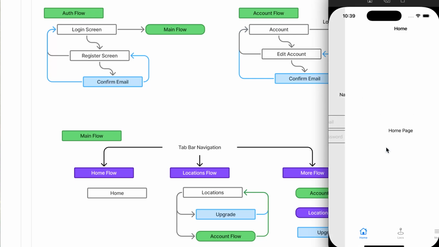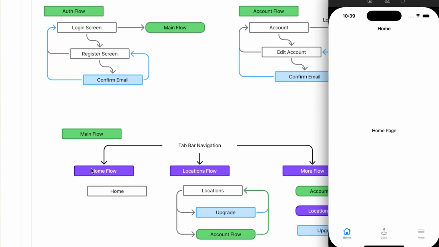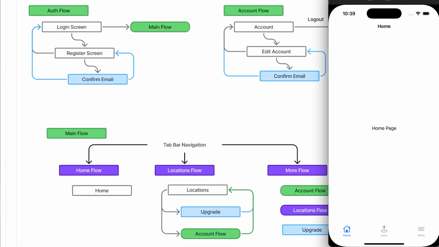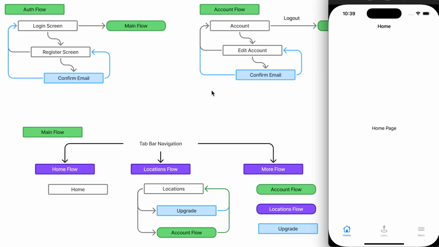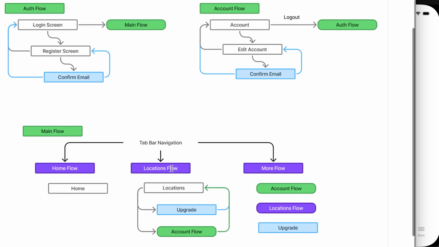So then from here, obviously, we can hit submit to go to the main flow, and that main flow is the home flow. Main flow includes this tab bar navigation right here. Let me move this a little bit over so you can see it better. So this tab bar, we have the home flow right here, locations flow right here, and the more flow right here. What you'll notice in the code is that each one of these little blue boxes actually represents a coordinator. This coordinator then coordinates the navigation between these flows.